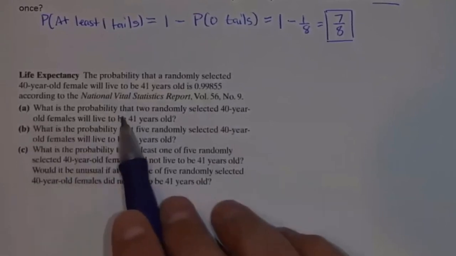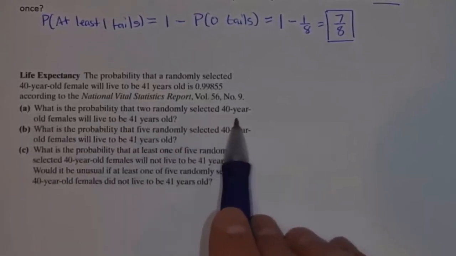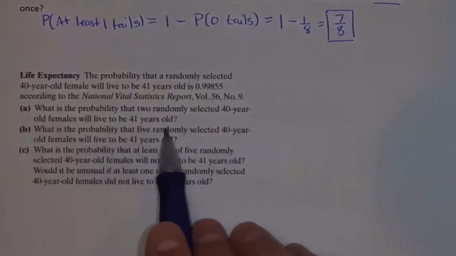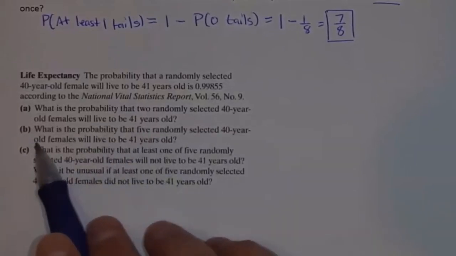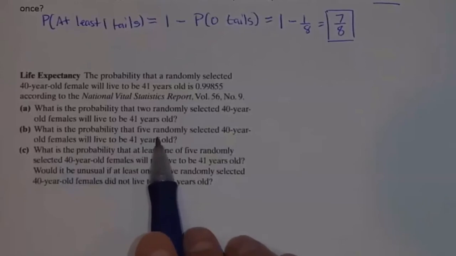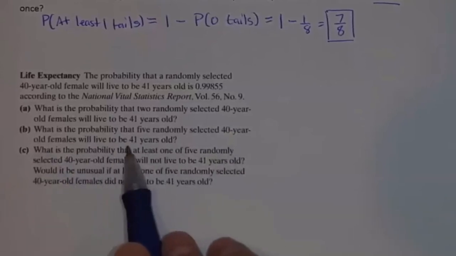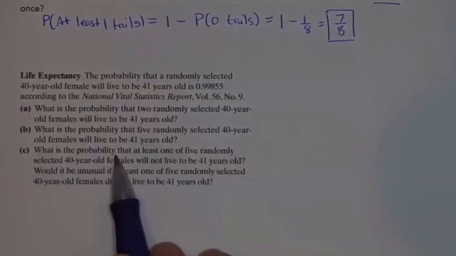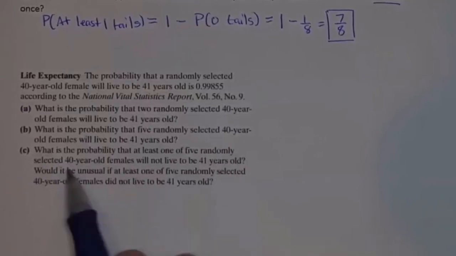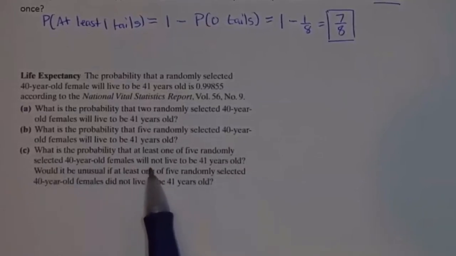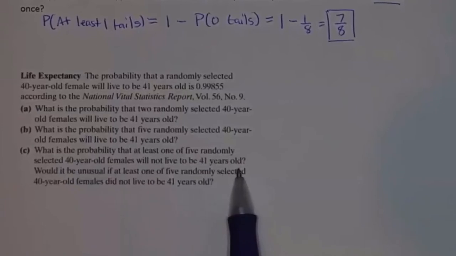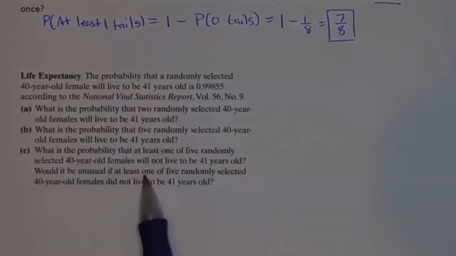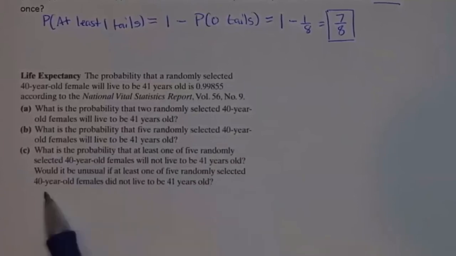A, what is the probability that 2 randomly selected 40-year-old females will live to be 41? B, what is the probability that 5 randomly selected 40-year-old females will live to be 41 years old? C, what is the probability that at least one of the 5 randomly selected 40-year-old females will not live to be 41 years old? Would it be unusual if at least one of the 5 randomly selected 40-year-old females did not live to be 41 years old?